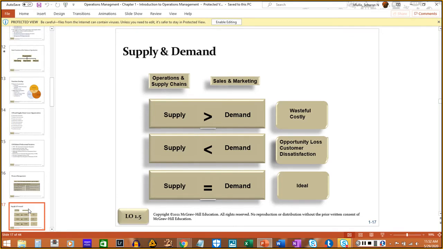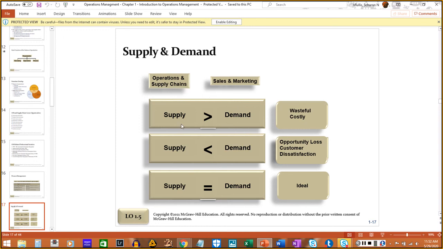Now, Baha, do you own a store or work in a store? Okay, a gas station. All right. So, with supply and demand, this is always important. You have your supply, which is usually taken care of by the operations department and supply chains, and you have your demand, sales and marketing.